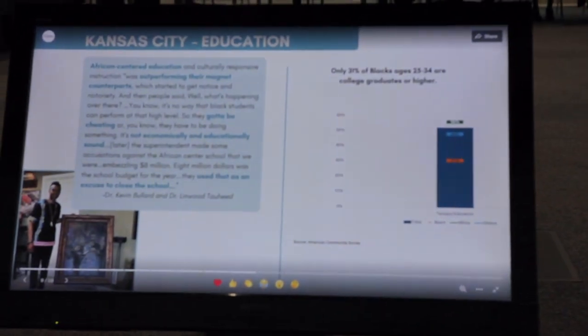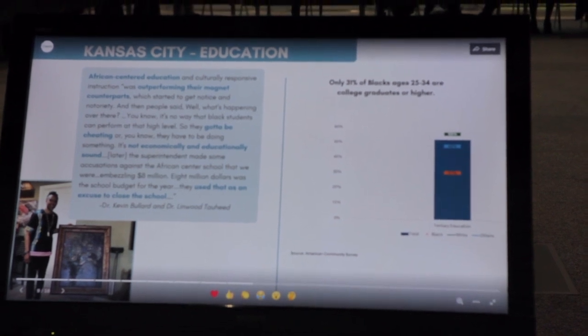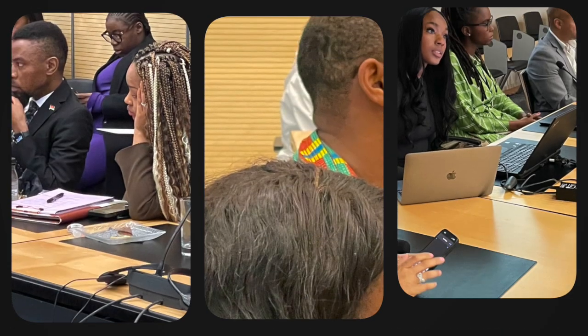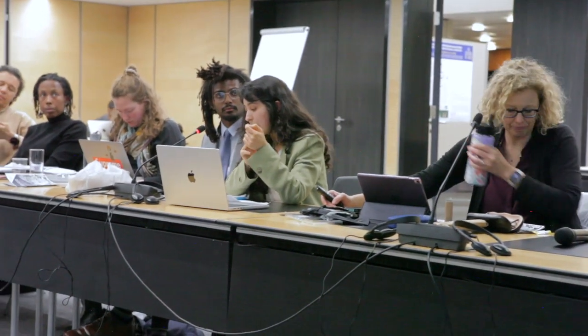And for education, the text on the left was through an interview with Dr. Kevin Boulard and Dr. Linwood Tahid. And the bold text serves to highlight the deliberate subordination of Black excellence in education to political expediency, and how this discrimination and marginalization within the school system affected achievement in education later on in life for the Black community. So as we see, only 31% of Blacks in Kansas City aged between 25 and 34 have a college degree. And then the last theme I'm going to touch on is criminal justice.